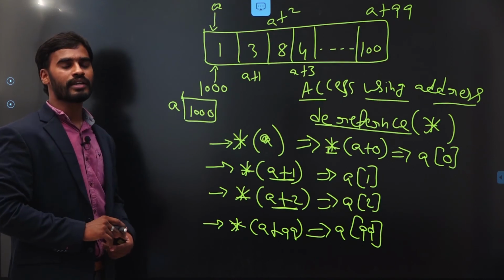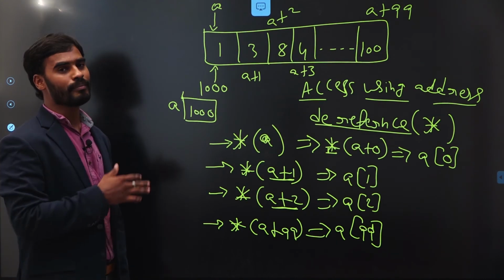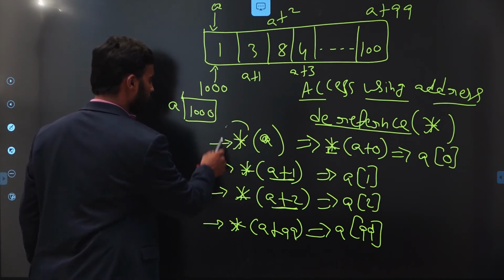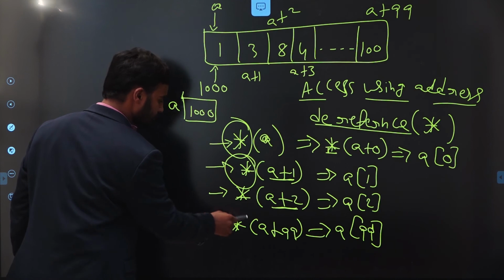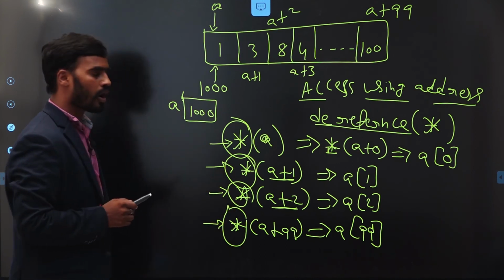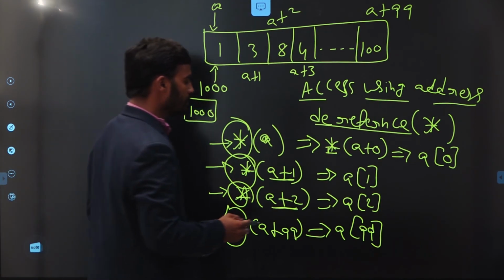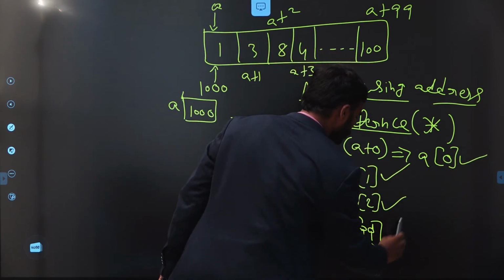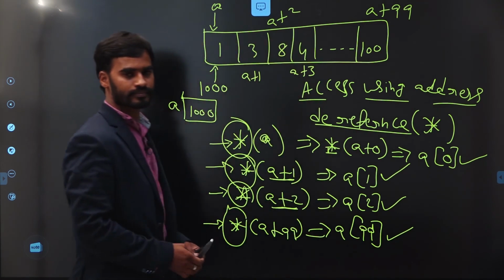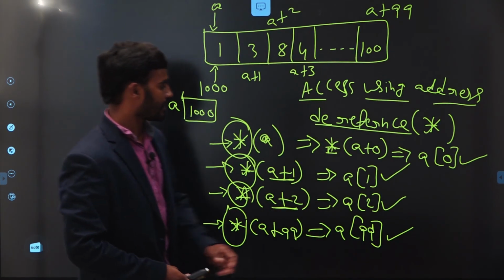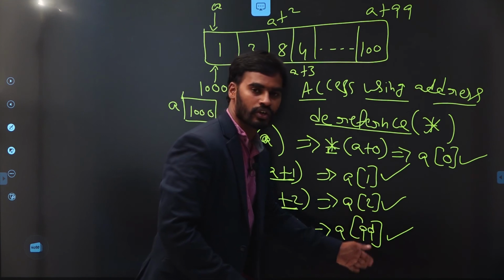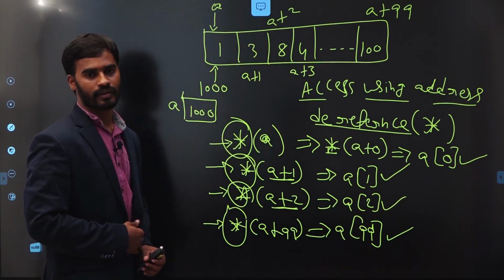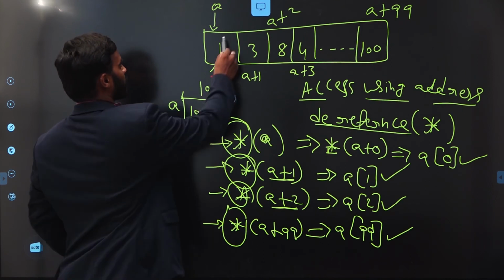Okay, these are two ways you can access the value in memory locations: either by using the dereferencing operator, called star, or by using a subscript operator like A of 0, A of 1, A of 2 and so on, up to A of 99, where 0, 1, 2, 3 represent indexes. The index of the first block is 0.